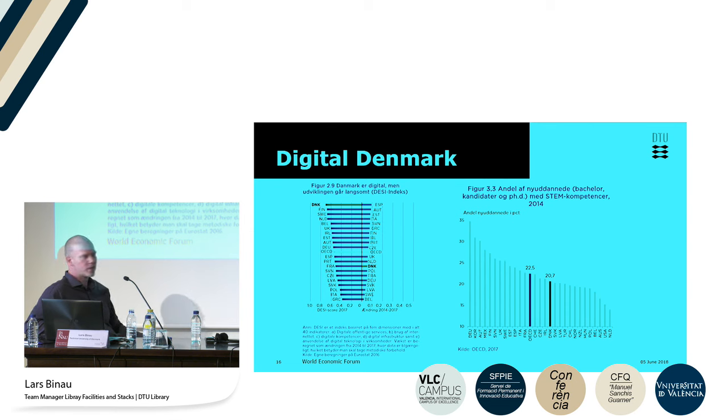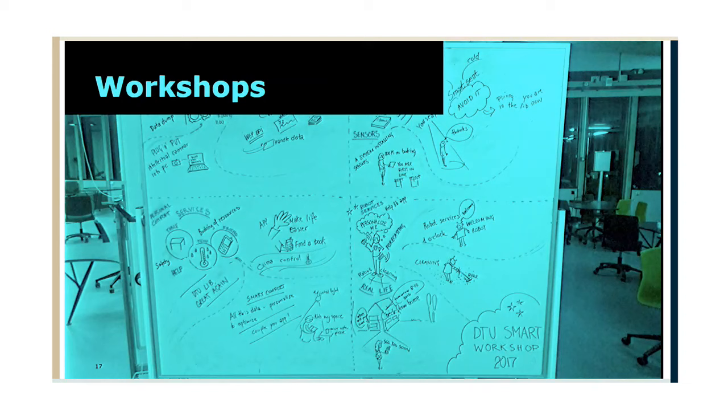So this is what the government really wants to do. You can also see over on the right that it's only 20% of the students coming out of our universities that are coming out with STEM competences. And that is not enough. We have to have more than that. You can see actually Spain has about 25% of your students coming out with STEM competences. So a lot of motivation to build this smart library.